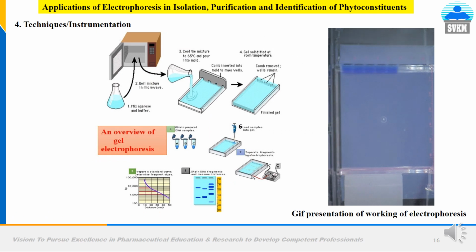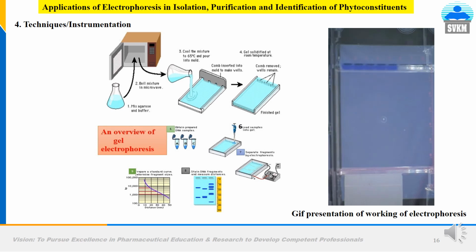For the technique, as we can see here, we will require a base. The base is nothing but agar gel. So place the agar gel in a microwave, then you can liquefy it and put it into a trough to prepare a base here. Then cool the mixture to 65 degrees and pour it into a mold. A comb is inserted into the mold. The comb helps you get the proper wells, like a cassette, or what we also call a well.